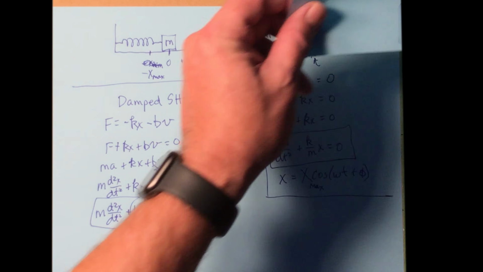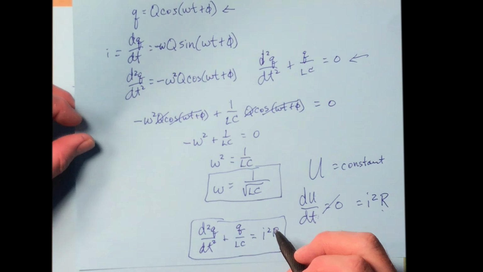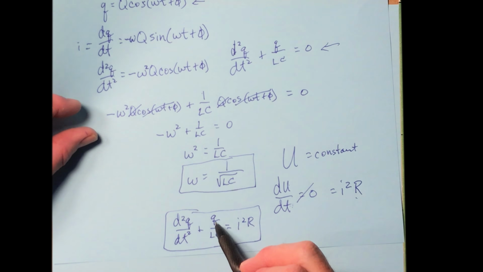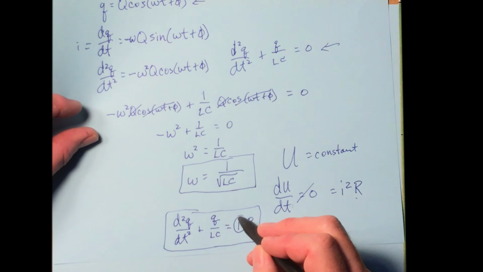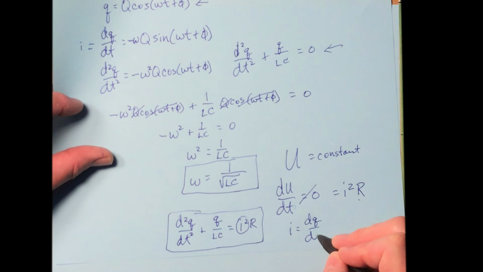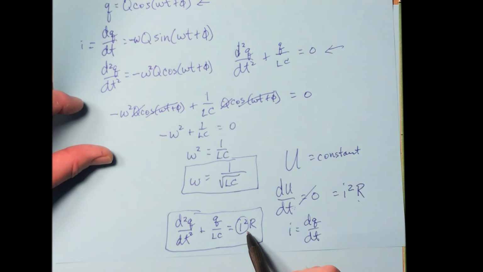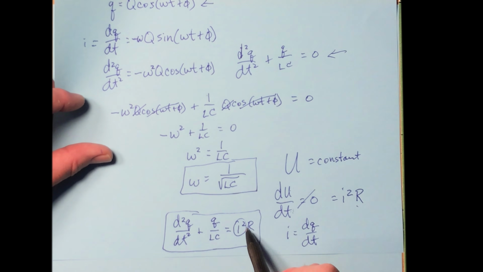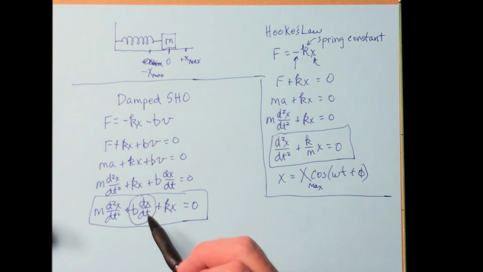All right, well, what did we have here? We've got this d squared q dt squared. Okay, well, what about this? Remember what I is. I is dq dt. So the fact that this is no longer equal to 0 for our q, but is now equal to dq dt, this is where that second middle term comes in. So adding resistance is the equivalent of adding friction for this simple harmonic oscillator.